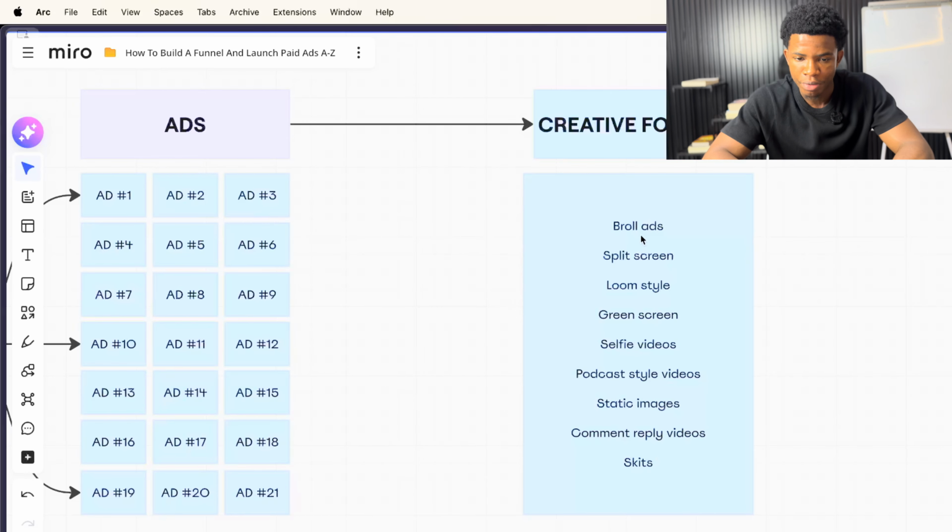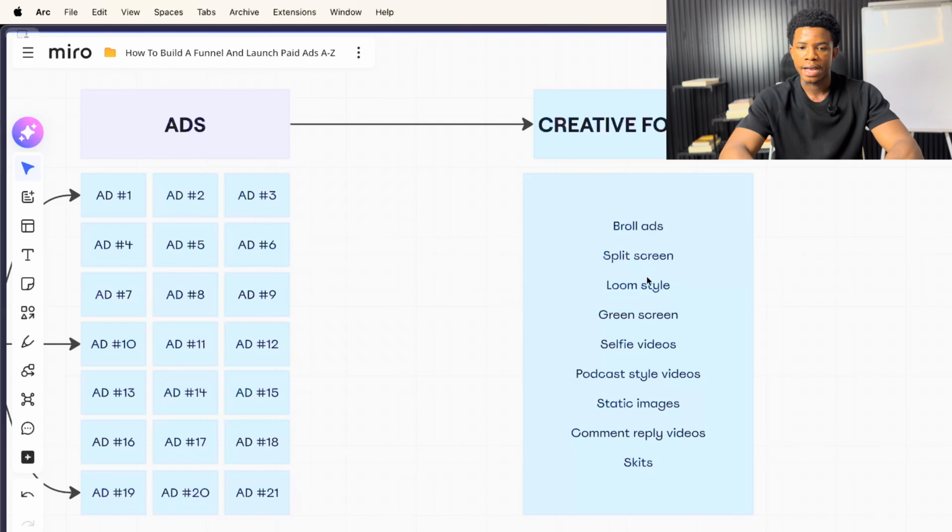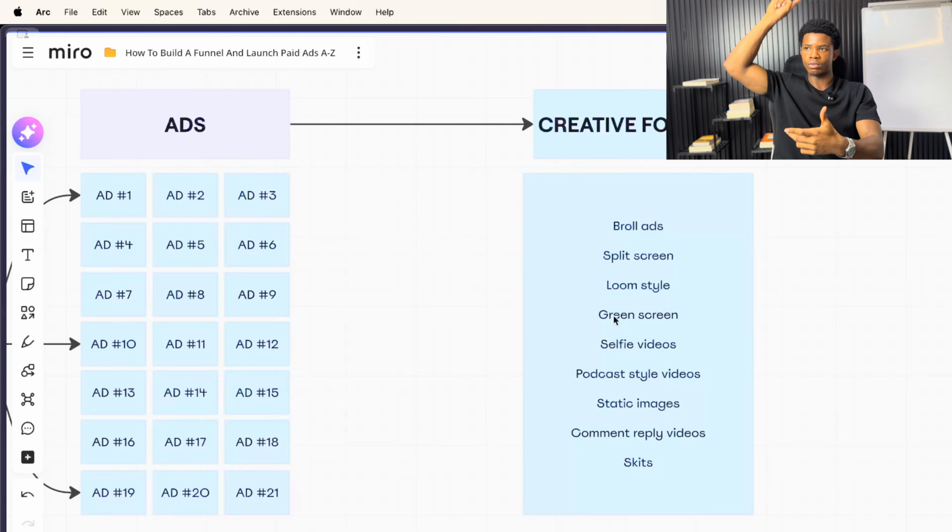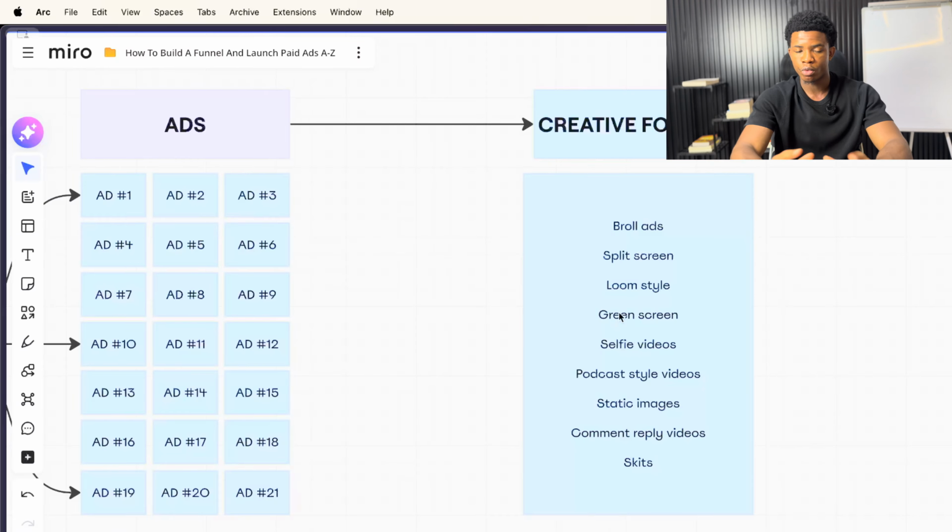So we're talking about B-roll ads, some split screen ads, some Loom style videos like this one that I'm recording right here, some green screen ads where you just open the camera and then you're describing something and you have it as the background. Selfie videos work incredibly well. One of the best ads that we have performing in one of our accounts is also a selfie video. Podcast style videos are really good as well. Static images are working. Static images have always worked historically.